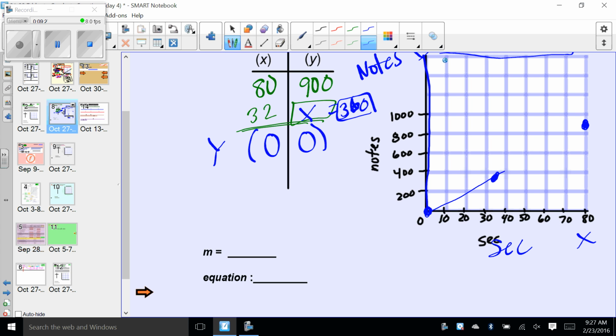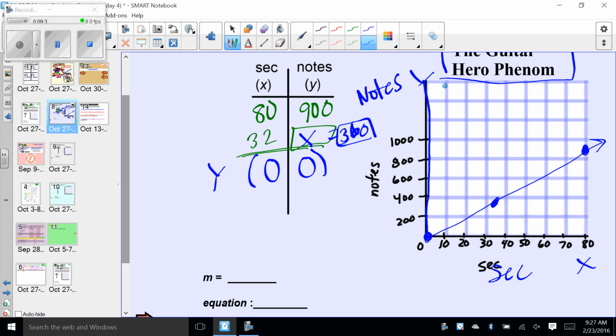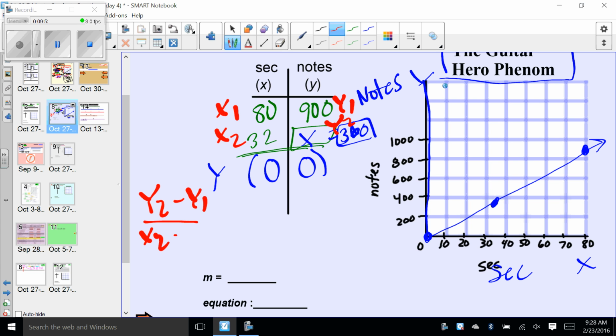So we have this line here that represents his growth per second of notes that he can hit. So finding the slope then, you have 3 ways to find slope. You can rise run it if you want, or you can use y2 minus y1 over x2 minus x1. That's what I'm going to use. Some of you like to rise run, so you can go ahead and do that, or you can calculate the unit rates. Get a 1 on the bottom, any which way, it doesn't matter.